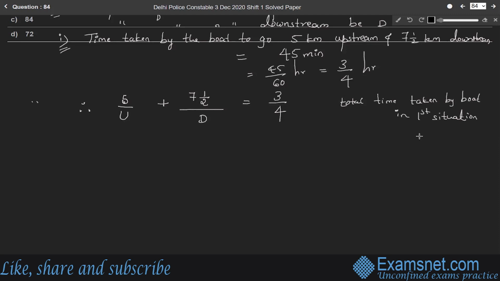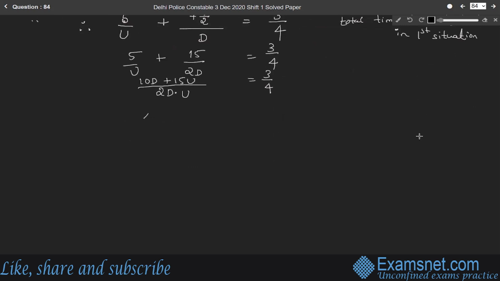right? So simplify it. So here 5 by u plus 15 by 2d is equal to 3 by 4. So here 2du is the LCM. So it becomes (10d plus 15u) by 2du is equal to 3 by 4. So 40d plus 60u becomes 6du, right? Consider this as equation 1.